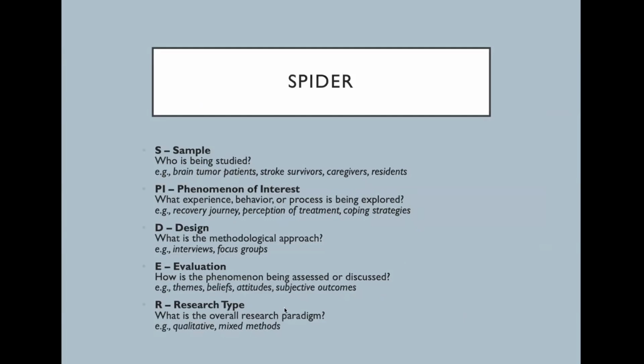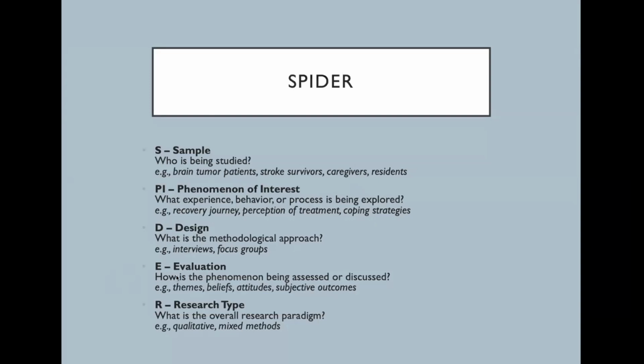When you begin with your SPIDER framework, you want to ask who is being studied. In this case, brain tumor patients, stroke survivors, caregivers, or residents. What's the phenomenon of interest that we are studying? In brain tumor patients, we can look at the recovery journey, the perception of their treatment, coping strategies. What's the design of this qualitative study? It can be interviews, focus groups, surveys. These are all qualitative metrics.